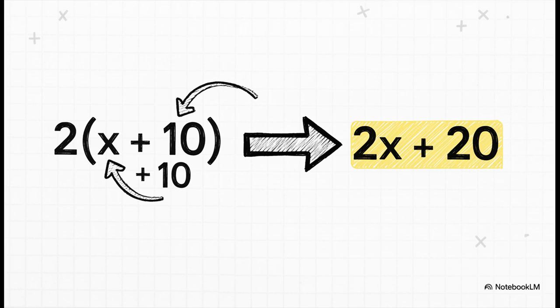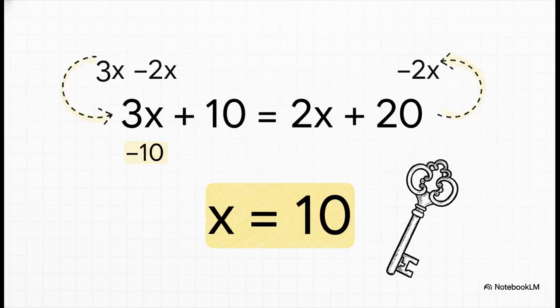We'll distribute that 2 on the right side of the equation. That gives us 2x plus 20. Simple as that. Okay, next up, we solve for x. We just rearrange things a bit, and we find that x equals 10. And remember, x stands for the son's current age, so the son is 10.